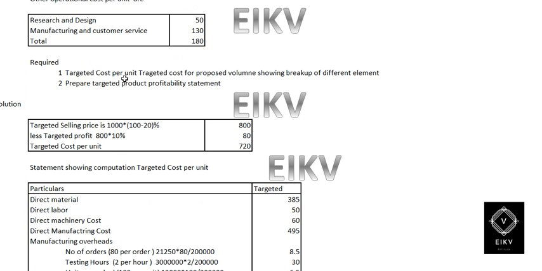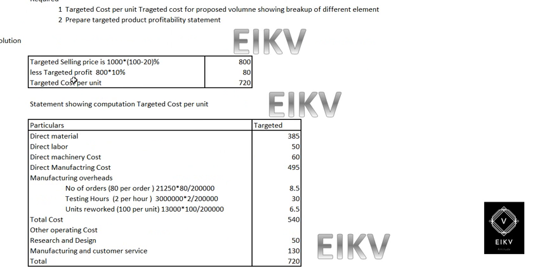And in this question the requirement is to find the targeted cost per unit as per the proposed volume, which is 2 lakh. Okay, and also we need to prepare a targeted profitability statement. So I'm going directly for the solution. So first I have written a table on which we need to find the targeted cost.